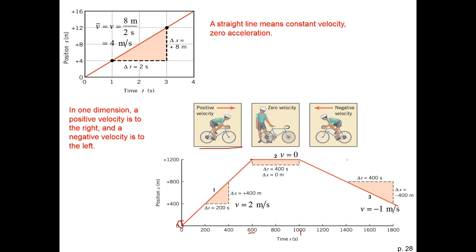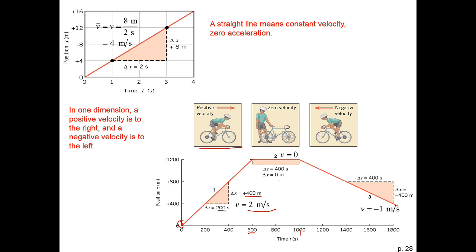So the point is that to start with, our bike is moving to the right, and the velocity of the bike we can find by looking at the average velocity over some period of time. So let's take this piece here, and we see that the change in position is 400 meters, and the change in time took 200 seconds. So our bike traveled 400 meters in 200 seconds, so that means the velocity is 400 divided by 200, or 2 meters per second. So the slope here is positive, telling us that there's a positive velocity.